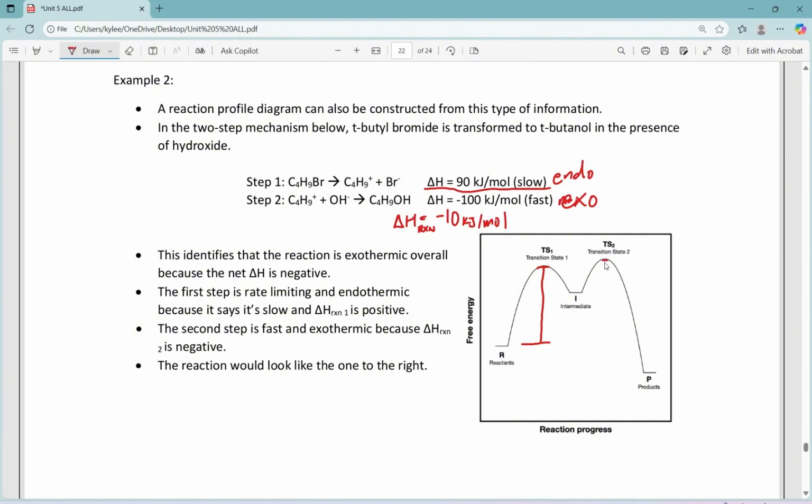And my step 2 is going to have a smaller activation energy. I also want to make sure that I show my first step being endothermic. I'm putting energy in. And that my second step is exothermic. And then overall, I want to show an exothermic reaction. So my reactants are going to be higher than my products are. So occasionally, they would give us this information here in the reaction and ask us to construct a graph that would match the information that's given.